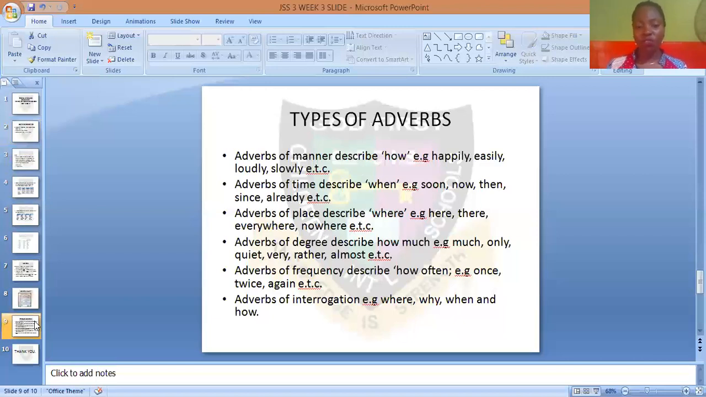Adverbs of frequency describe how often. We have once, twice, again. Adverbs of interrogation: where, why, when, and how.